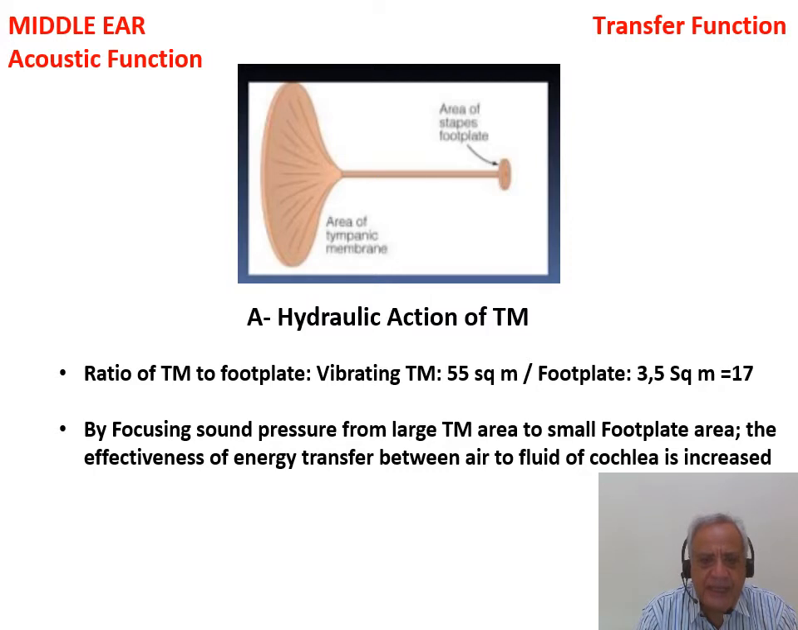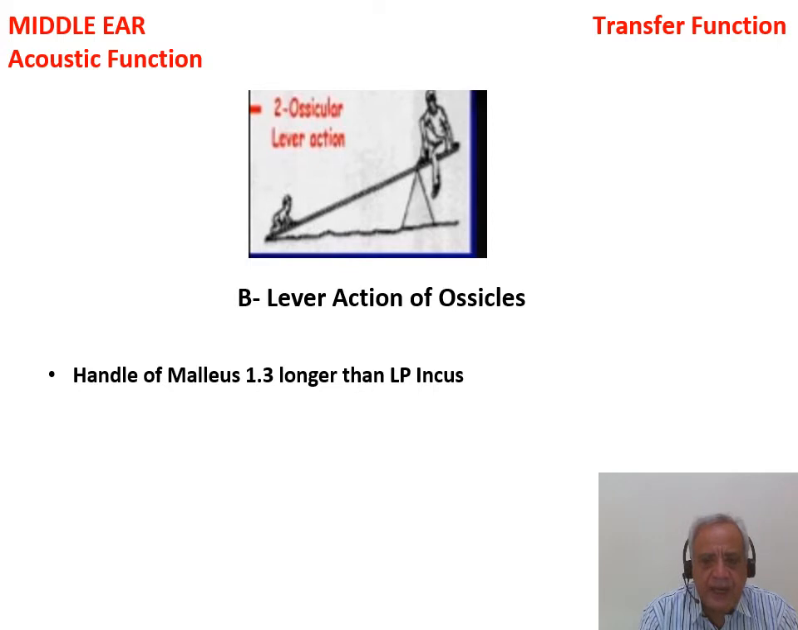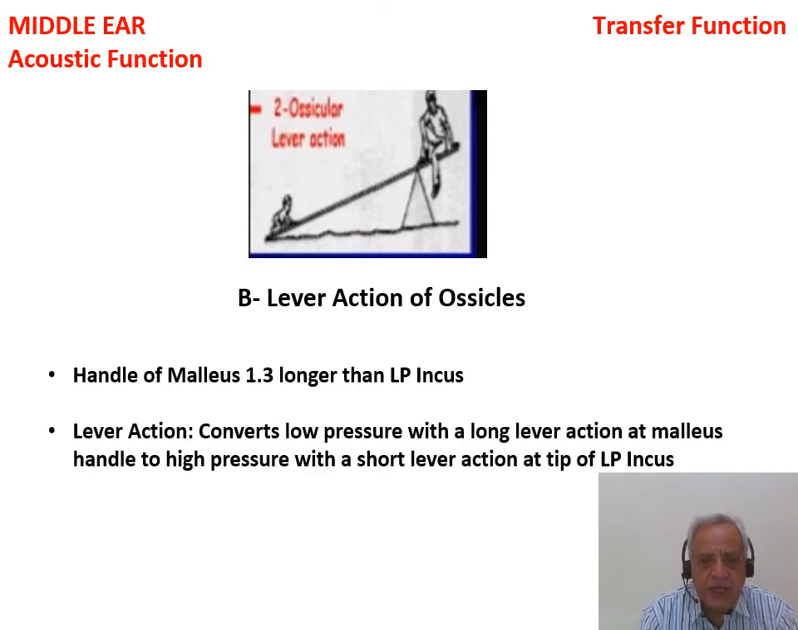The second mechanism is the lever action of the ossicles. All of us know the lever action. And here the lever is between the malleus with the handle of the malleus, and the incus with the long process of the incus. The handle of the malleus is longer than the long process of the incus. By the mechanism of the lever action, there will be a magnification of 1.3 times.